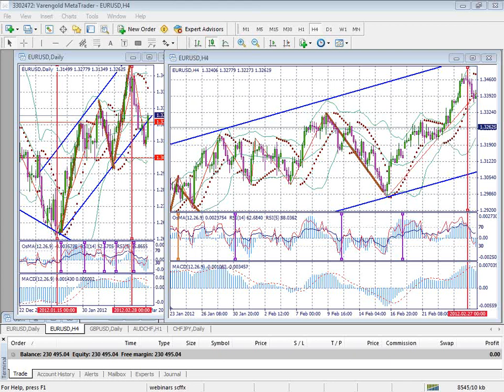So MACD is really a secondary indicator. Yes, it's a secondary indicator. The main signals will be given by crossover RSI and oscillator of moving average. But in this way, I'm using the MACD. If I don't have the same signals on MACD as I have on the crossover RSI and oscillator, it means that the signal is not so strong.